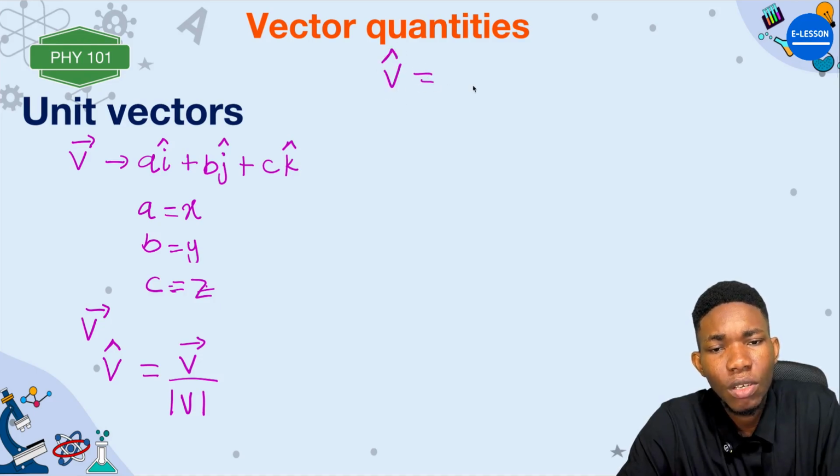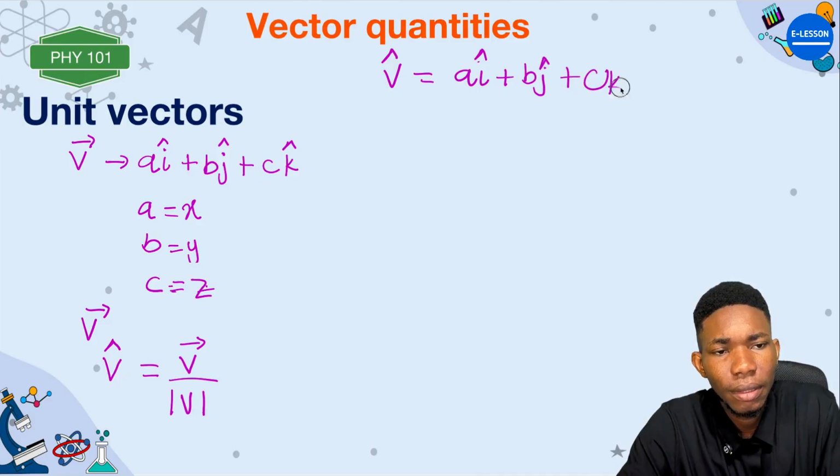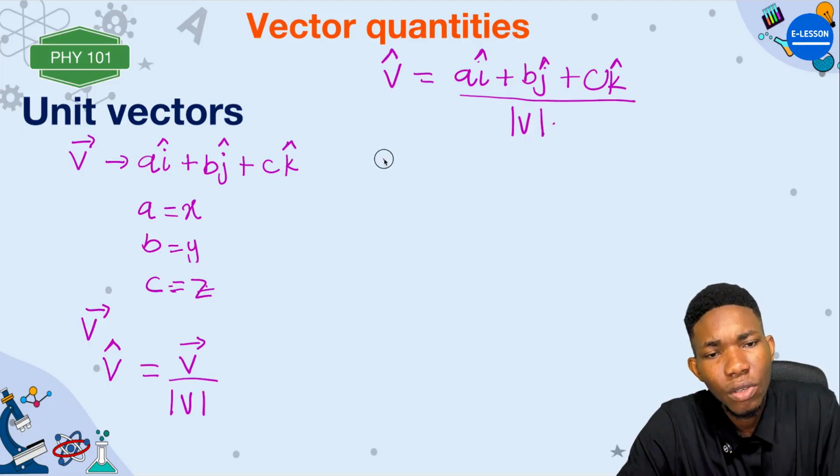This will be something like AI plus BJ vector, of course, plus what? CK vector, all divided by what? The magnitude of V. So our unit vector for V will be equal to, here will be what?